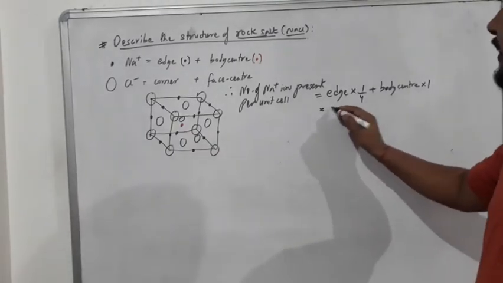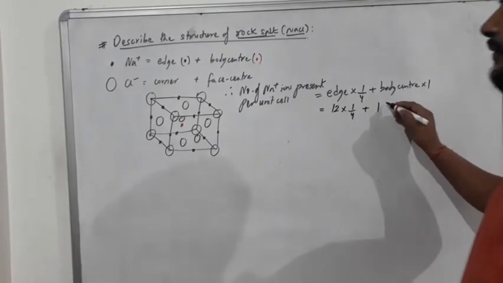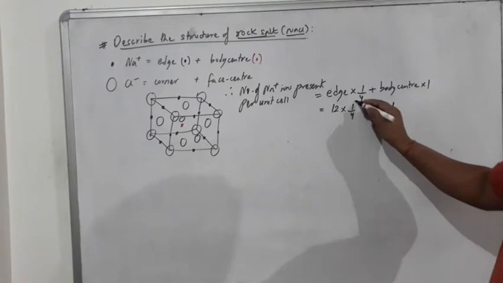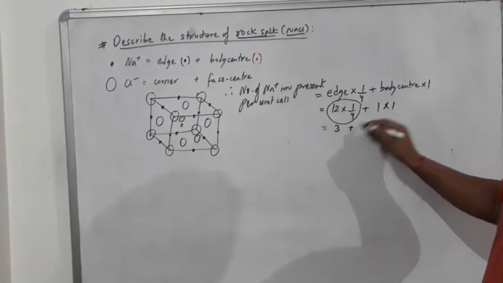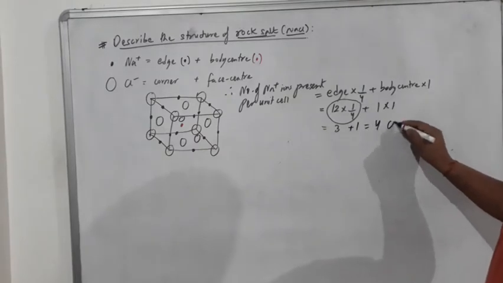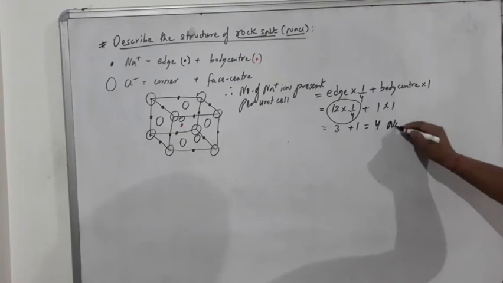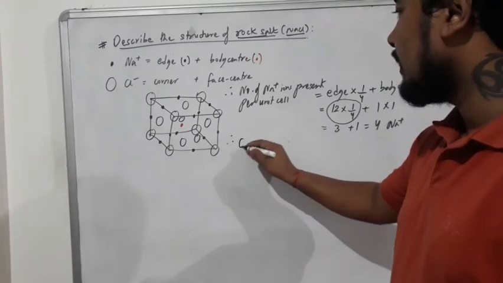Now how many edges are there in a cube? 12, and the body center is one piece, only for the one cubic unit cell, so it will be 1. So if you solve this, 12 divided by 4 is 3, and 1 into 1 is 1, so it equals 4 sodium ions. So do remember, in a crystal lattice of NaCl, there are 4 sodium ions present per unit cell, students. Now similarly, let us see the number of chloride ions present.